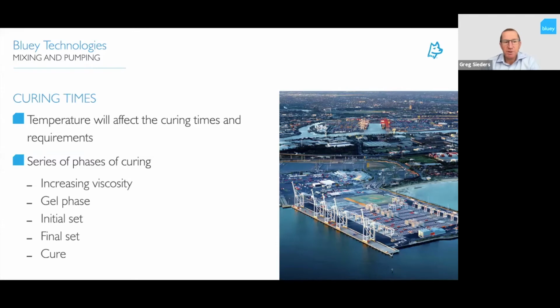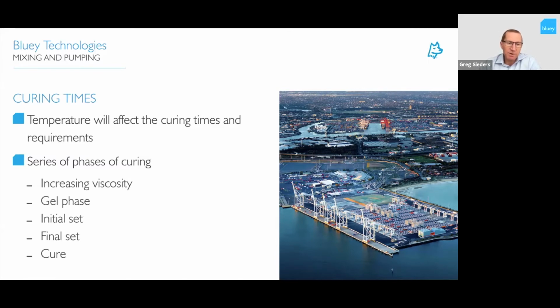So curing times, like we talked about, the temperature will have a big effect on this, so you need to understand what you're working with in those aspects. The curing of a grout goes through 4 or 5 different phases. First, the product will start to increase in viscosity, so it'll start to get a little bit thicker and lose its workability. Then you'll have the gel phase, and then you go into initial set and final set in your curing phase. So it's critical to know these aspects.